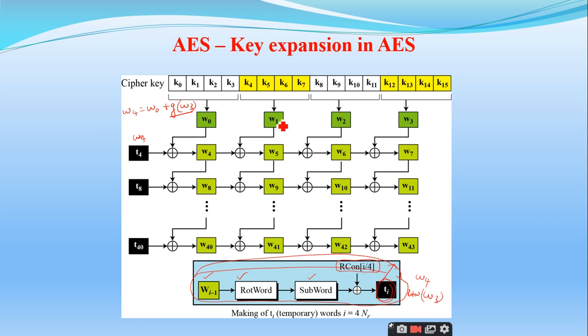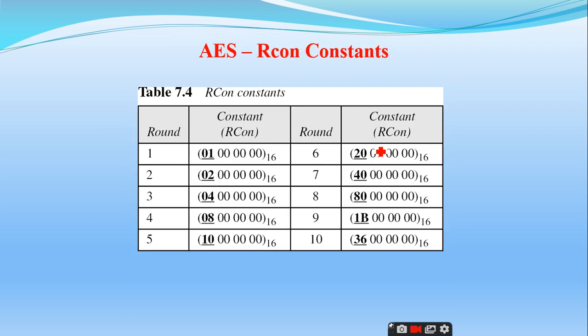right? And W5 is given as W1 exclusive OR W4. W6 is given as exclusive OR of W5 and W2. W7 is given as exclusive OR of W6 and W3. Clear? This is what we have explained up to this point.